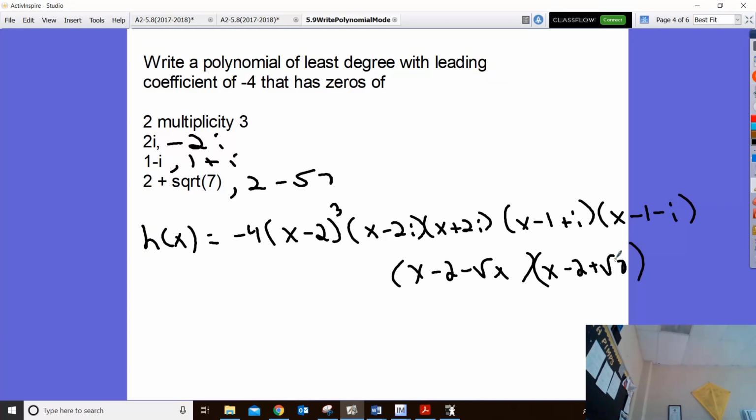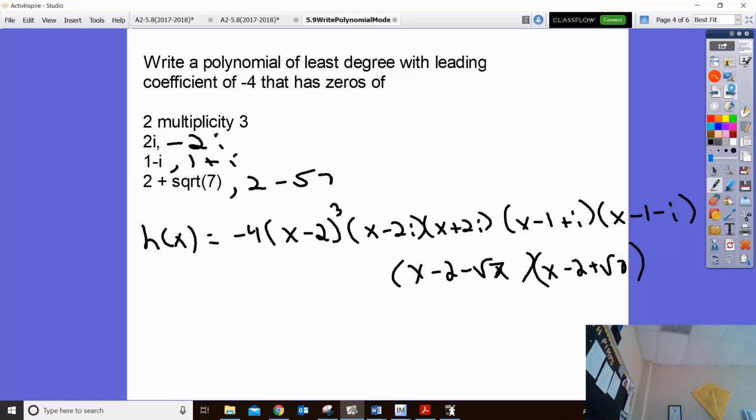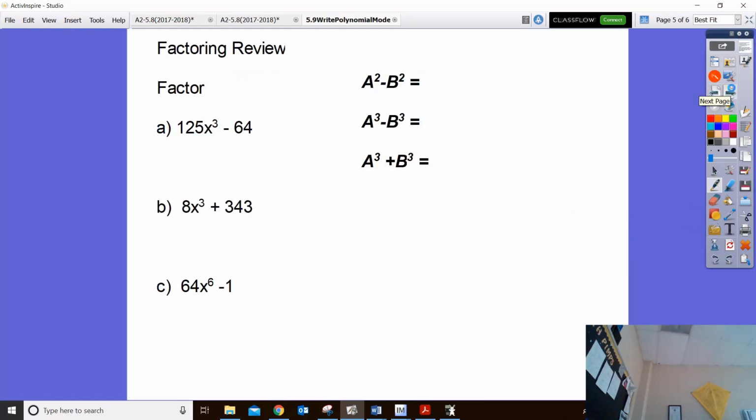It looks like you put the square root of x. It does look like an X, doesn't it? That's a 7. Is there a factoring problem you'd like me to look at? Because there have been a lot of factoring questions on your homework. 64x to the 6 minus 1. Well, Grant, you had your hand up. Oh, no, I didn't. So Sam, you want me to look at 64x to the 6 minus 1?